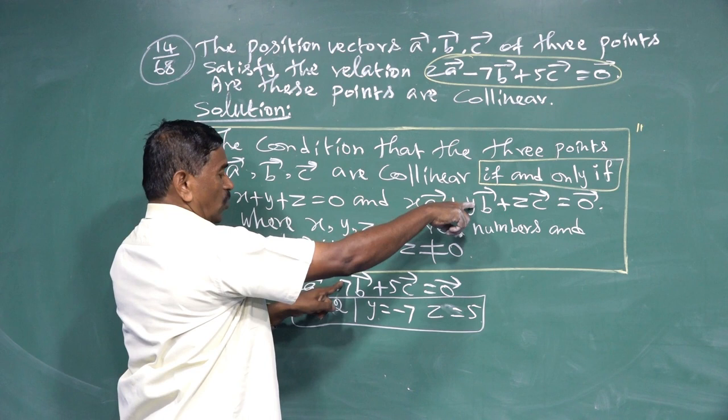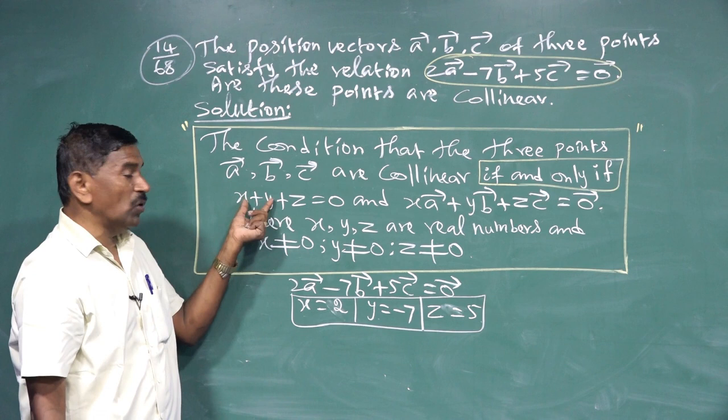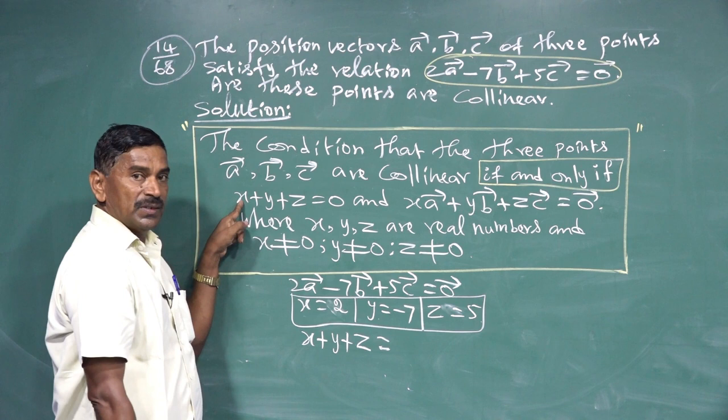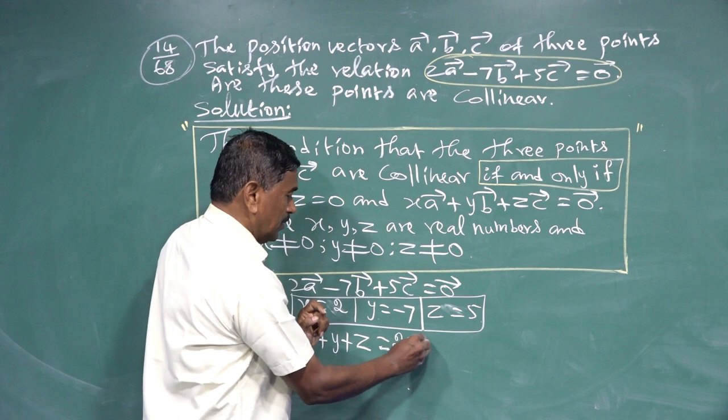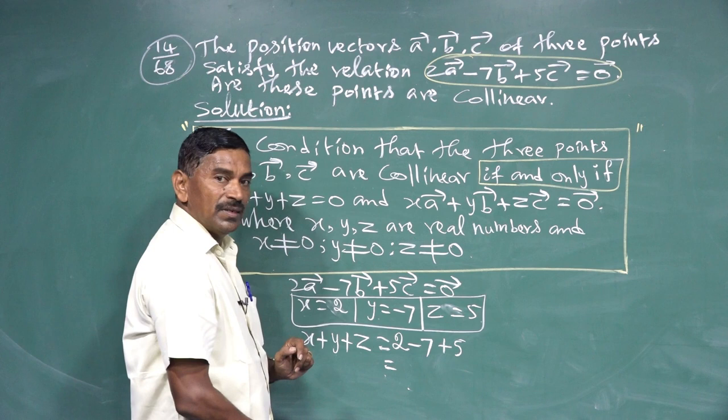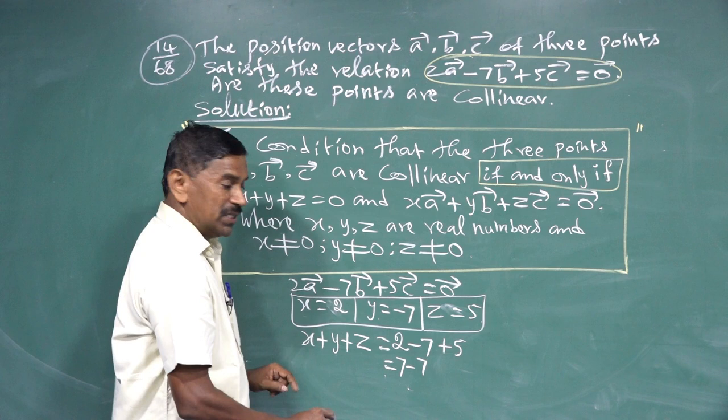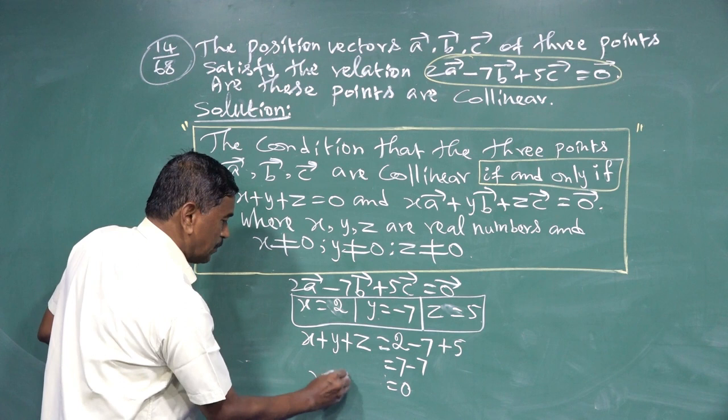x is equal to 2, y is equal to minus 7, z is equal to 5. First verify the first condition. Now I want to verify x plus y plus z equal to? What is x? Very good, 2. y is minus 7. z is plus 5. Which is equal to? Yes, 2 plus 5 is 7. So 7 minus 7, which is equal to 0.